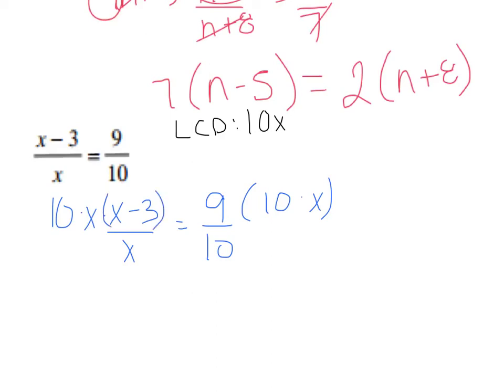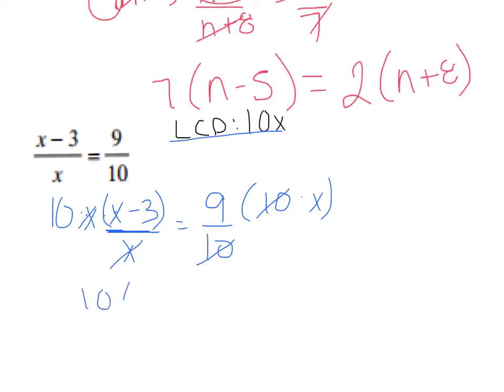Alright. Notice I put my parentheses around my x minus 3. I did that because that's the whole quantity that's being divided here. If I just multiply my x by that, that's not going to work out. Okay. Now I cancel my bottoms. So I've got a 10, 10, and an x and an x. That'll always work if you figure out your correct least common denominator.